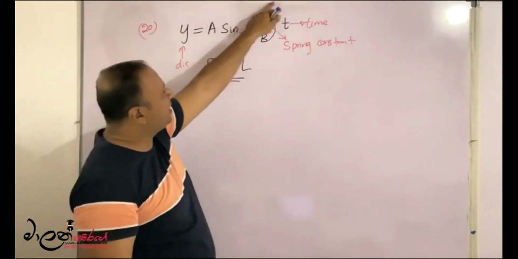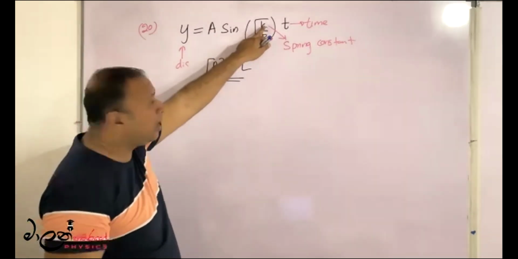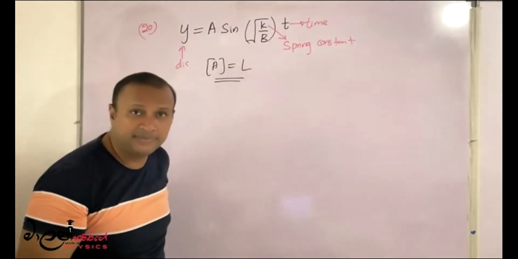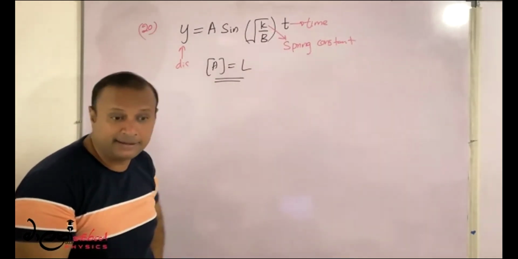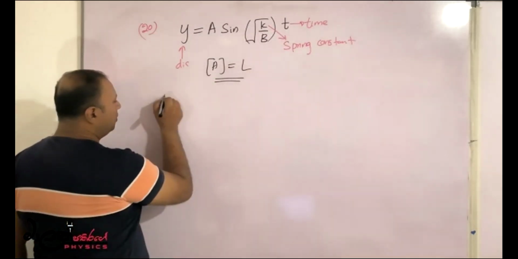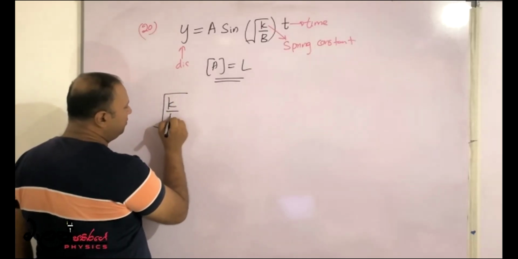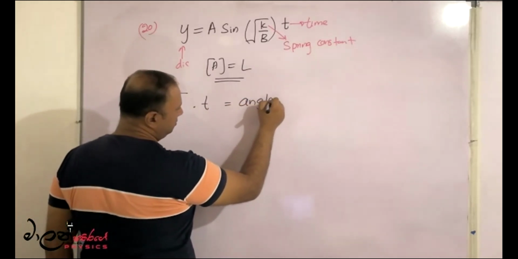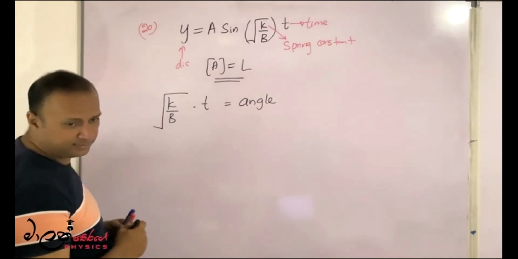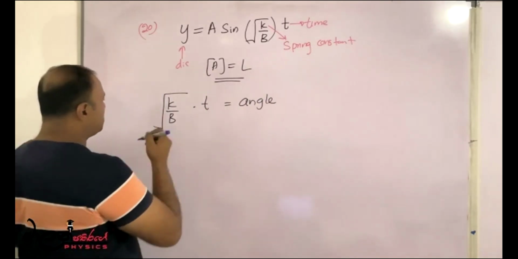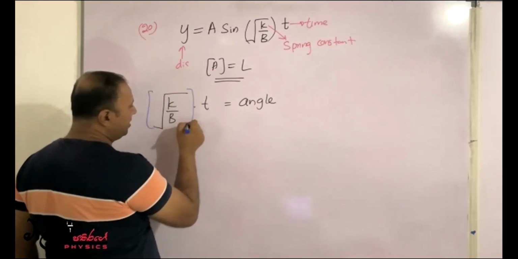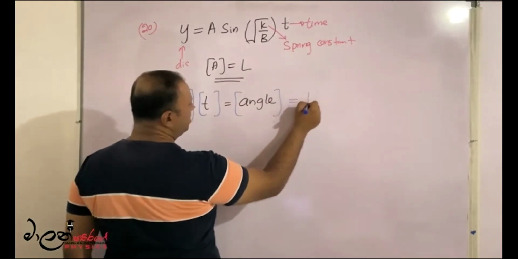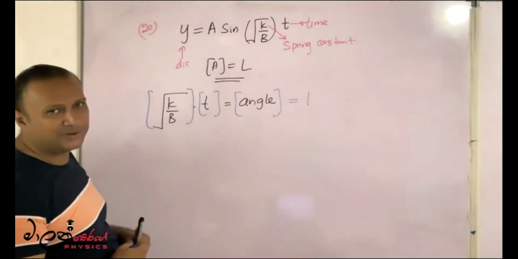The entire thing, that means square root of k over b into t, the entire thing is an angle. Therefore, square root of k over b into time is an angle. Therefore, dimension of this one into dimension of this one is equal to the dimension of an angle.